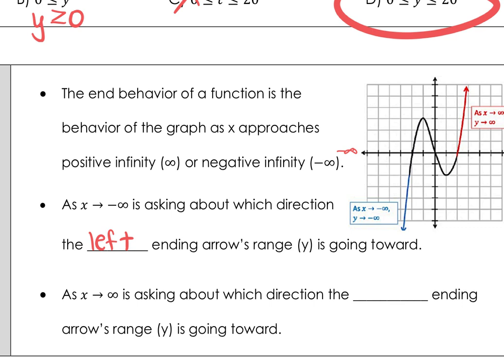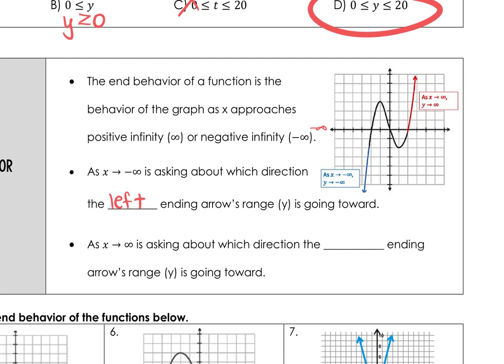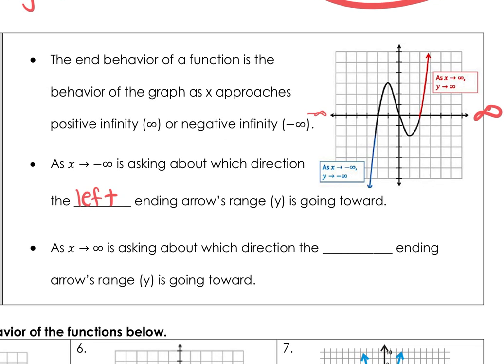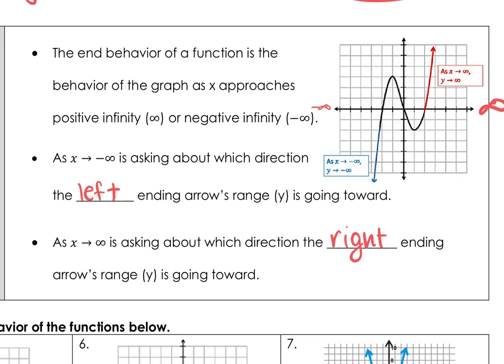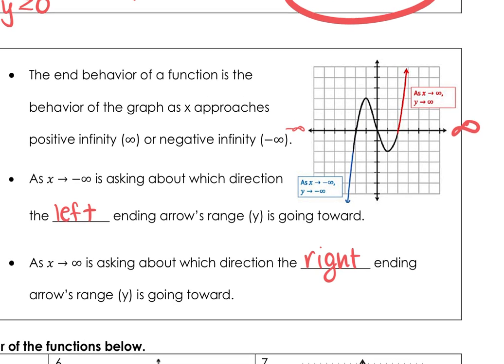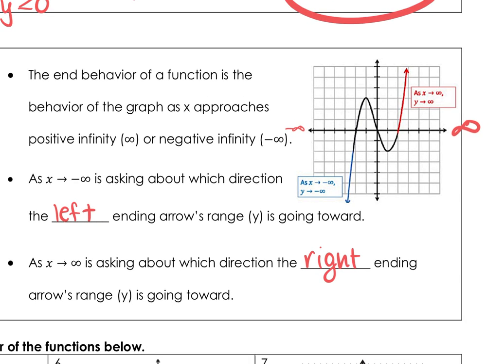Then, as x approaches positive infinity, that's the right side of the graph. So that's asking which direction the right ending arrow is going towards. In this example, as my x's are moving towards positive infinity, this right arrow is moving up, which means the range values are also approaching positive infinity. So if the arrow is going up, it's positive infinity. If the arrow is going down, then the y's are moving towards negative infinity. Okay?